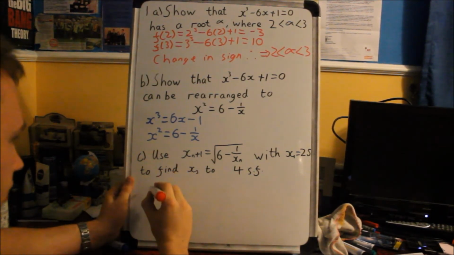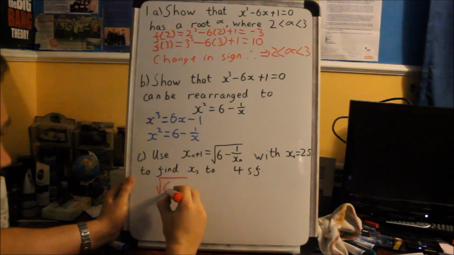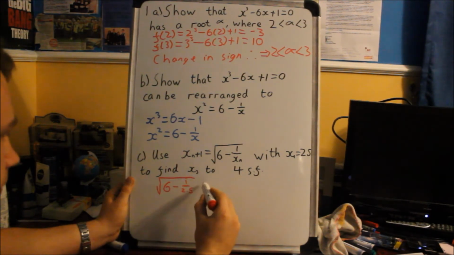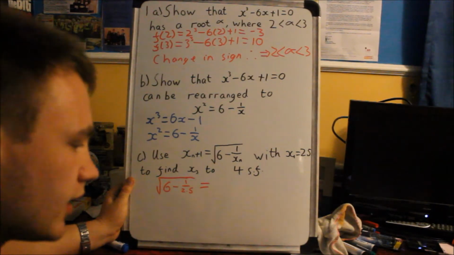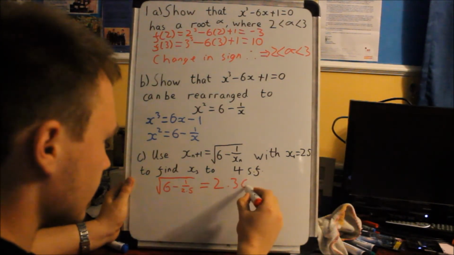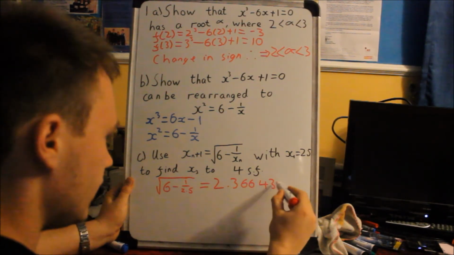So firstly, put in x1, which is the only part we have to start with, so we get the square root of 6 minus 1 over 2.5, all of that. And if you put that into your calculator, you should get 2.366432.